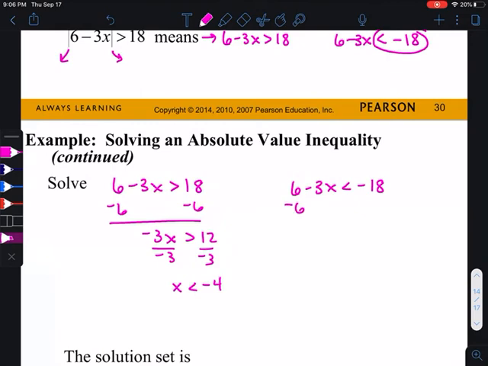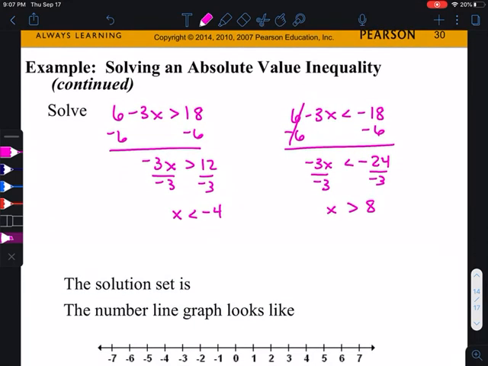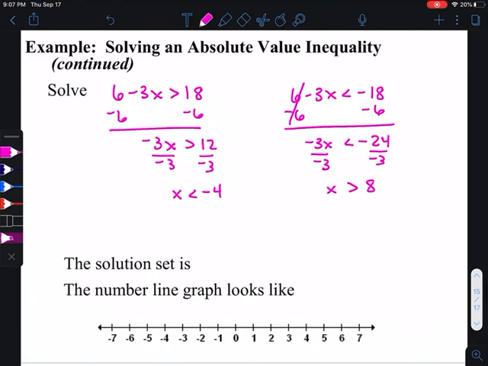If we go to our other one and start solving that down, subtracting our 6, negative 3x is less than negative 24. Dividing by a negative 3, I'm not going to make an oops again. I divide by a negative, I also have to flip that inequality sign, and so we end up with positive 8. And so it wants to know our solution set and then to be able to graph it.